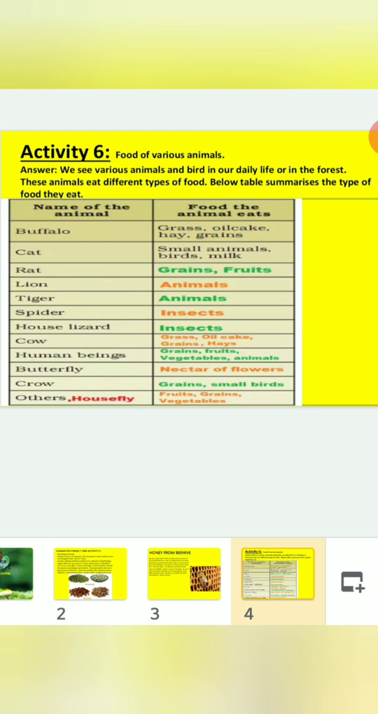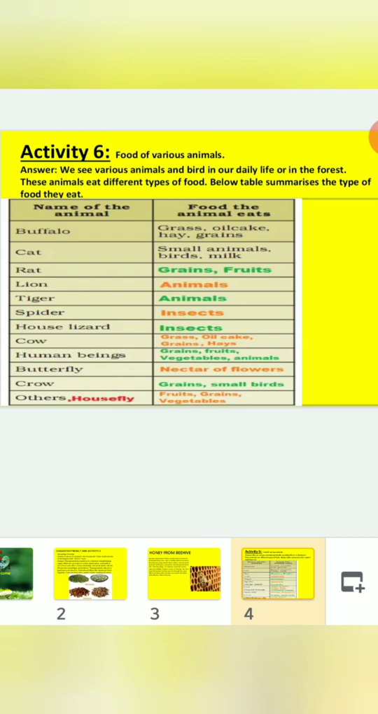Cat: small animals, birds and milk. Rat: grains, fruits. Lion: animals. Tiger: animals. Spider: insects. House lizard: insects. Cow: grass, oil cake, again you have grains and hay. Then you have human beings eating grains, fruits, vegetables, animals.